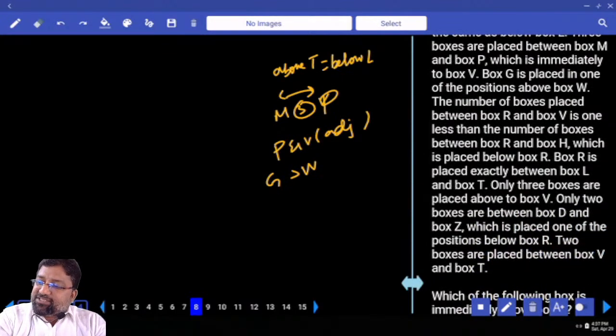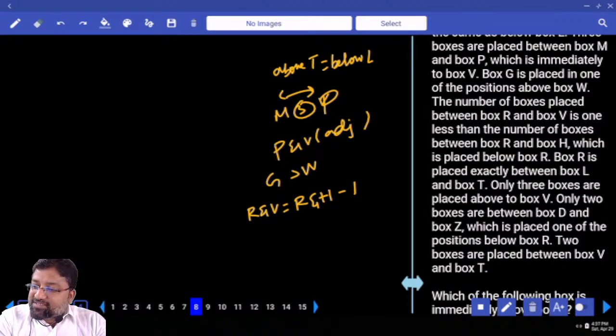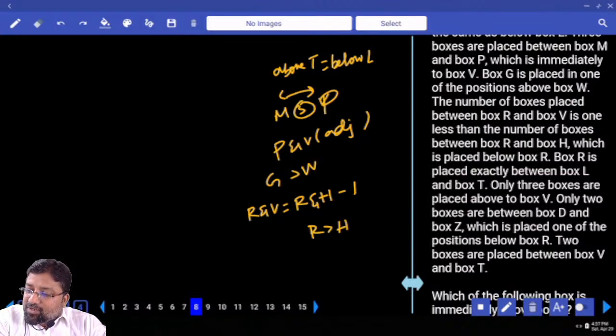The number of boxes placed between R and B is 1 less than the number of boxes placed between R and H. R and B is equal to R and H minus 1. And then it says H is placed below R. Next, box R is placed exactly between L and T.